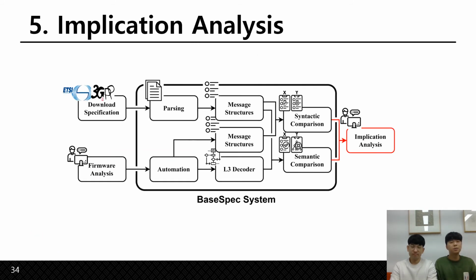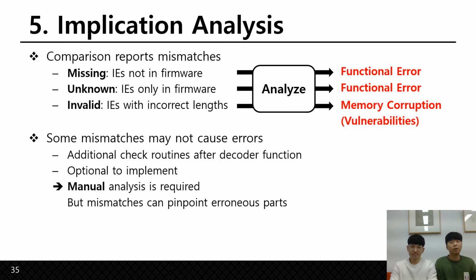Lastly, BaseSpec reports 3 types of mismatches. Then we analyze their implication. Missing or unknown mismatches can cause functional errors, and invalid mismatches can cause memory corruption vulnerabilities such as buffer overflows. Some mismatches may not cause errors if there is an additional check after the decoding process.